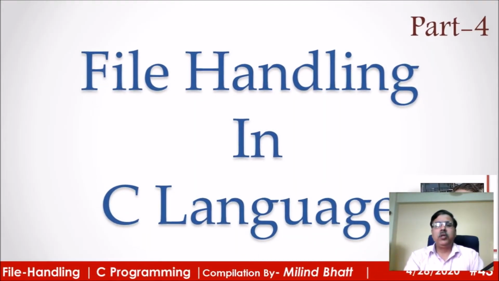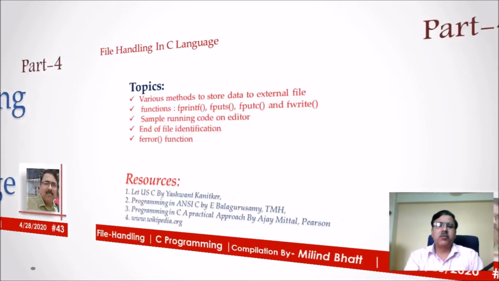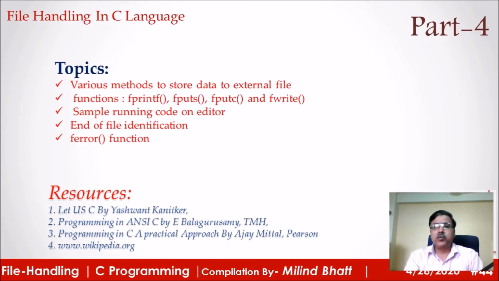Hello and welcome to the new session of file handling in C language. This is part 4 and here we will discuss various methods to store data to external files with the help of four basic functions: fprintf, fputs, fputc, fwrite and the sample code related to it. Finally, we will have two more points: end of the file identification criteria and use of the ferror function.